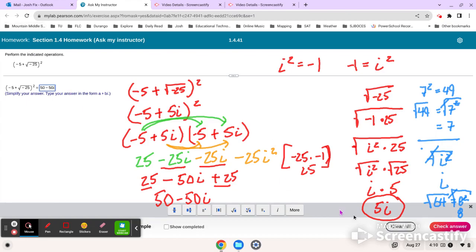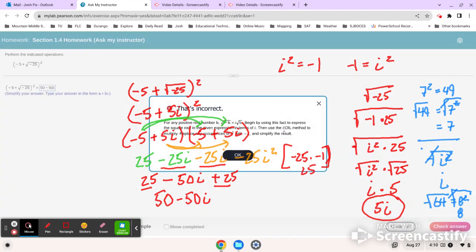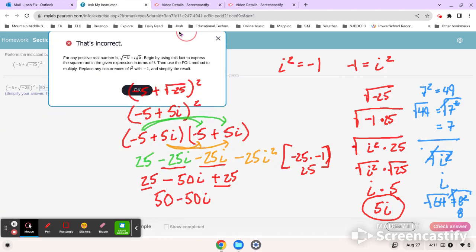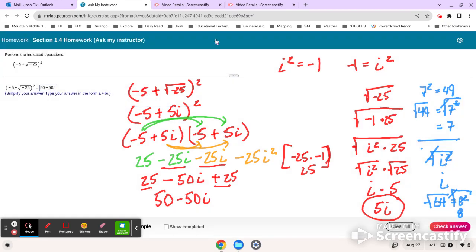So we got the a plus bi format. Check. Oh, so check it out. I'm going to press clear real quickly. Let's see if I can move this. Yes, I can. Let's see what it says. It says, for any positive real number b, negative b is i square root of b. Begin by rewriting the given expression using i. Then use the FOIL method to multiply. Replace any occurrence of i squared with negative 1 to simplify your result. So I'm going to hit pause and see if I can find my mistake, because I felt pretty good about my writing, but we'll see. I'll be right back. I found it. I don't know what I was doing.